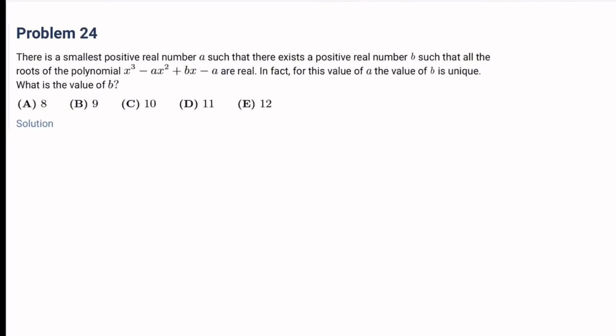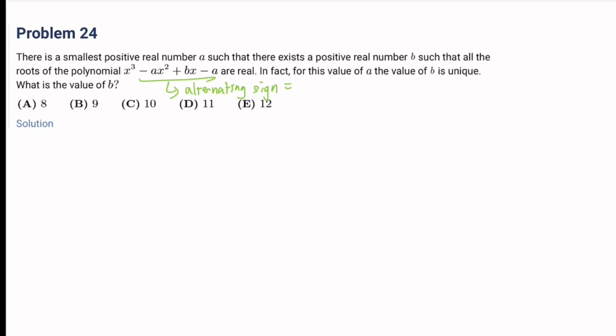Number 24. There is a smallest positive real number a such that there exists a positive real number b such that all the roots of the polynomial this thing are real. In fact, for this value of a, the value of b is unique. What is the value of b? Okay, so first we notice that a and b are positive, so this is the actual sign, and these signs are alternating.